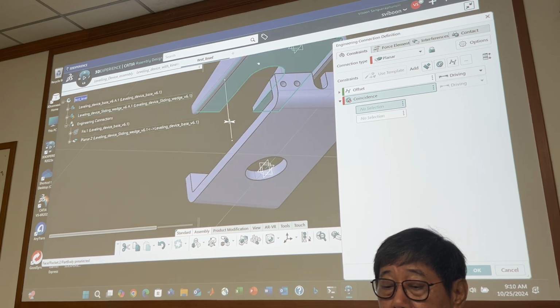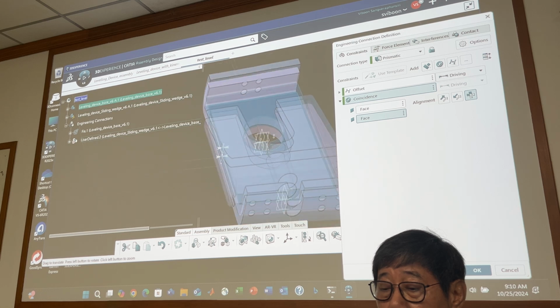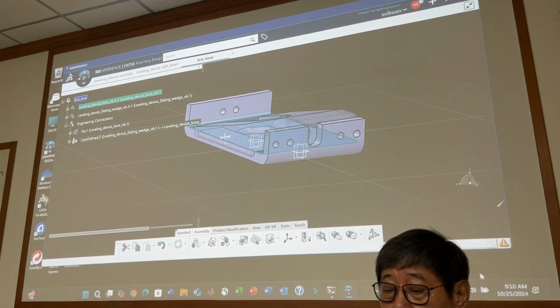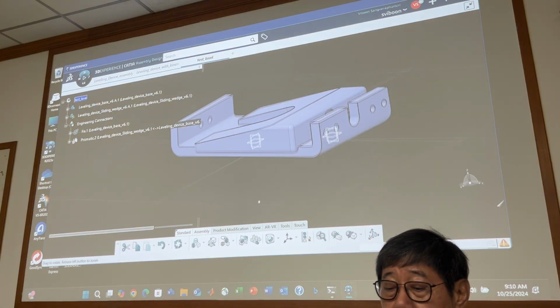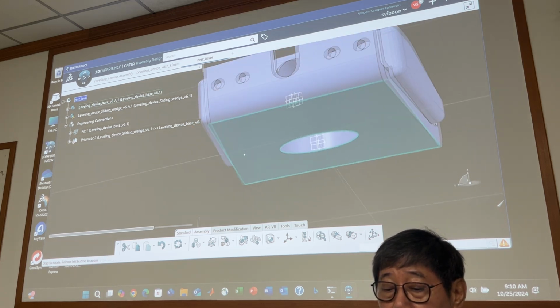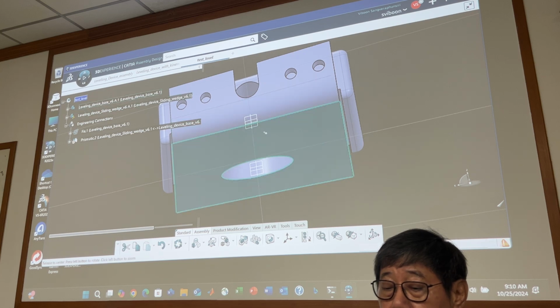This one and this one, okay? So now I change to prismatic joint. You see? Prismatic joint, this one. See, you have a gap of 1 millimeter on both sides. You see.